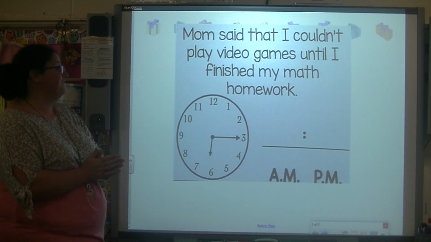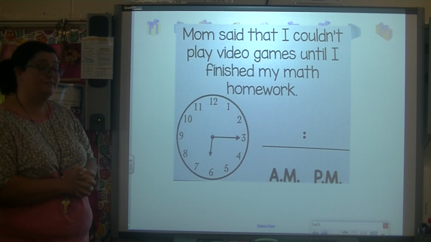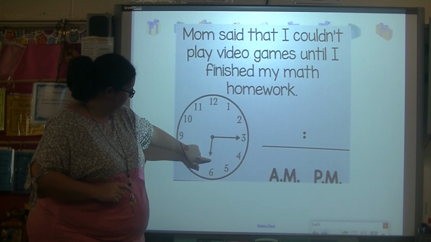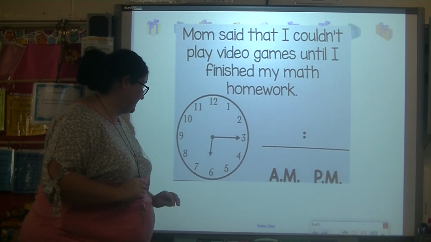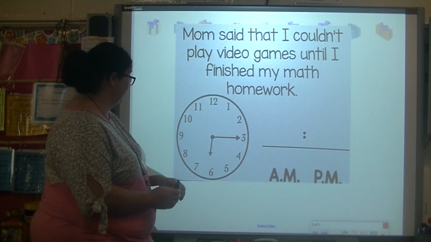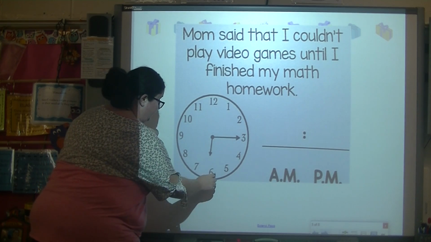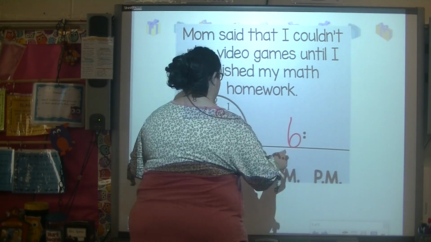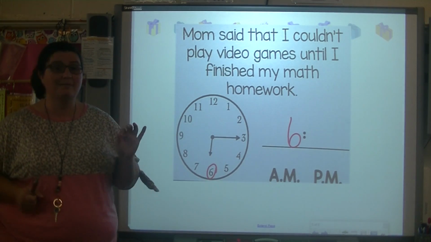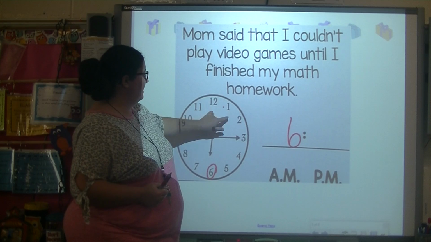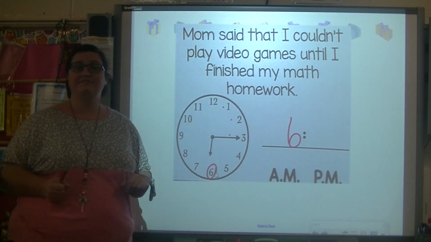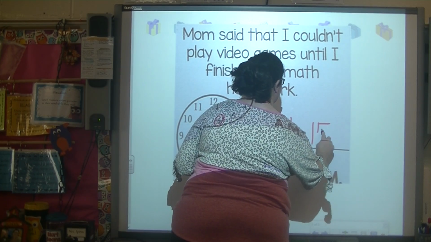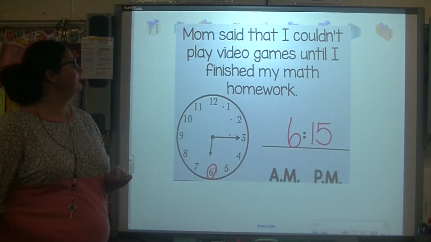Our next one, find the hour hand. Where's my hour hand pointing? It is almost on the 6, so that one's pretty easy. We can just circle our 6, right? It's right there on it just about. Where's our minute hand pointing to? The 3. So let's count by 5s. You ready? 5, 10, 15, 6:15. Now let's read our sentence.